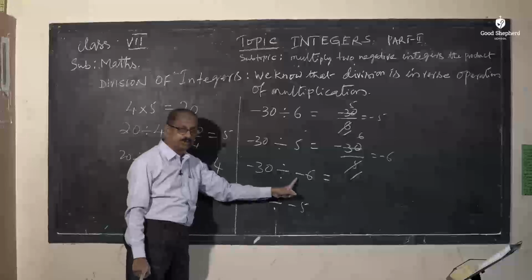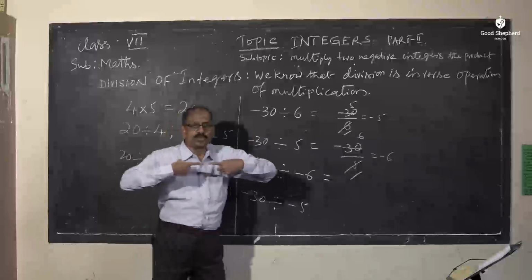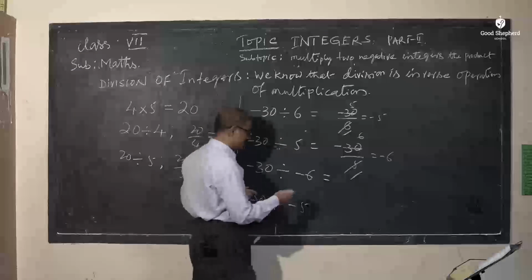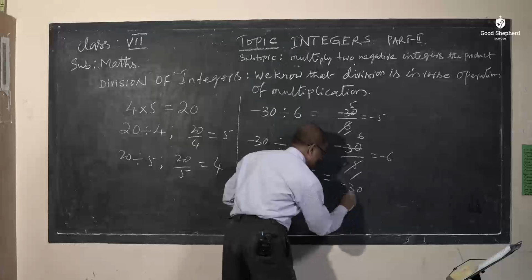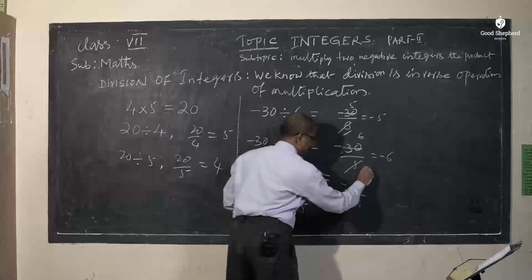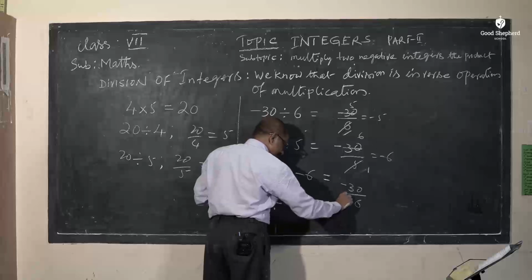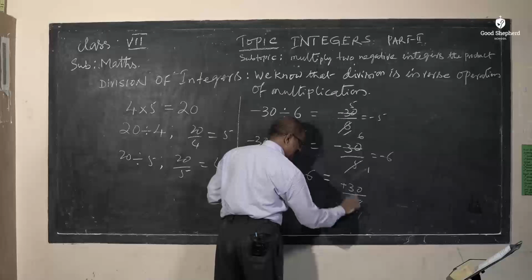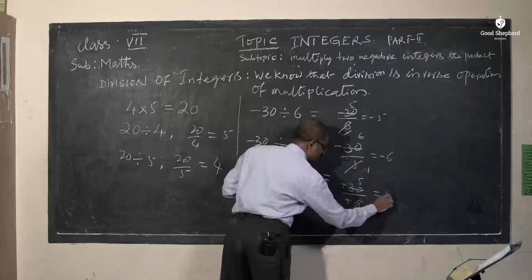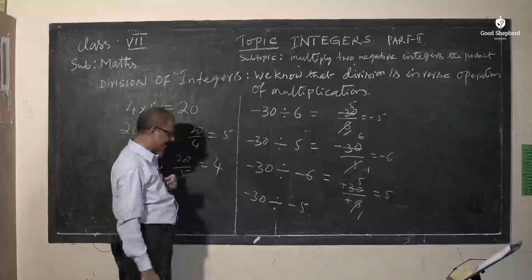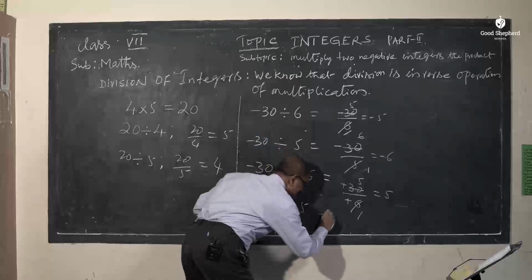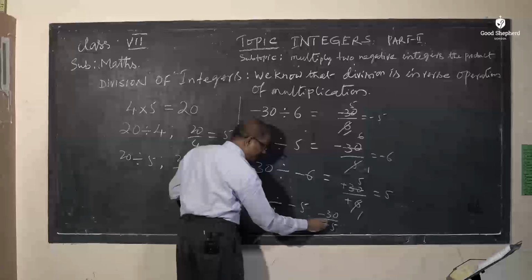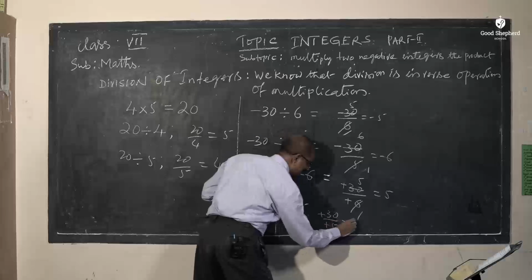Now here both are negative signs. We have learned that for the product of two negative signs, the result is always a positive sign. Now we'll check how we write it. Minus 30 divided by minus 6: the minus and minus cancel and become a plus sign, and 6 fives are 30, so that is equal to plus 5. The next is minus 30 divided by minus 5. Now both minus signs cancel, and 5 sixes are 30.